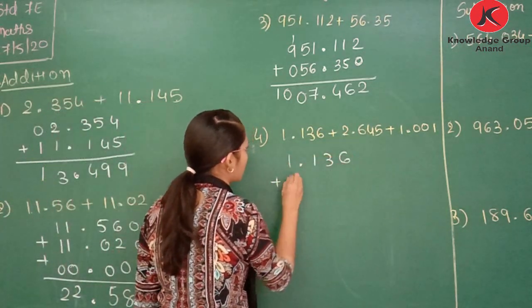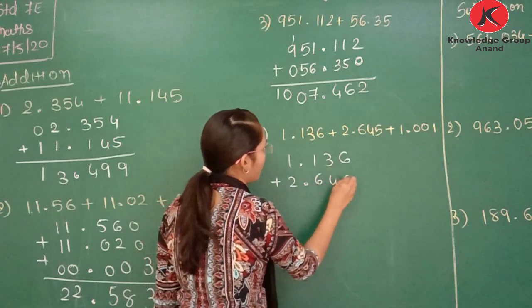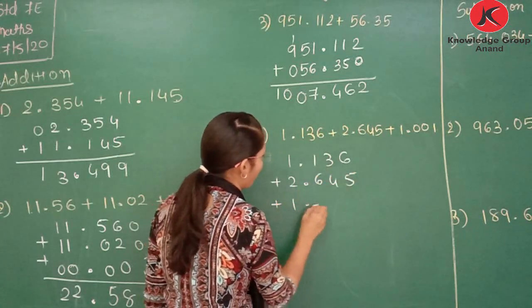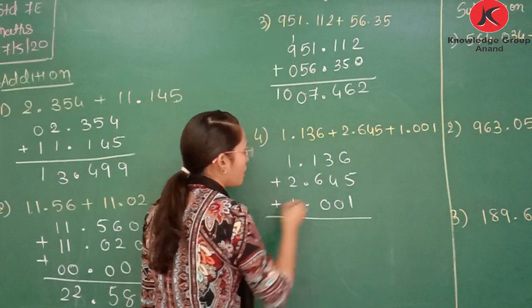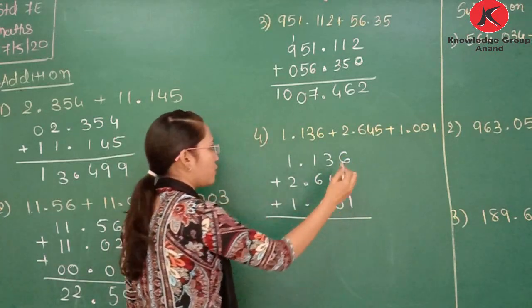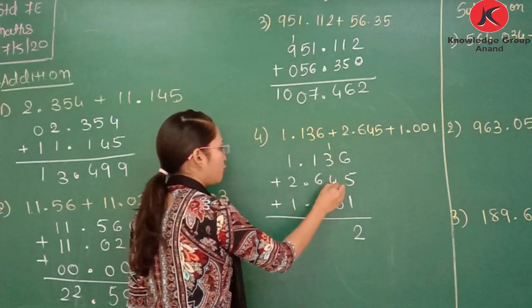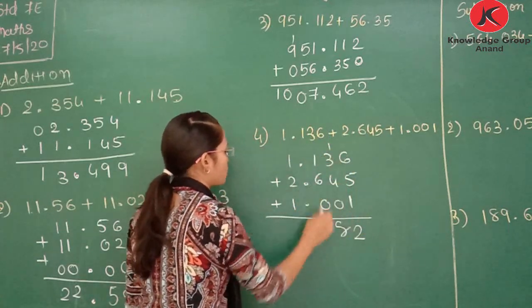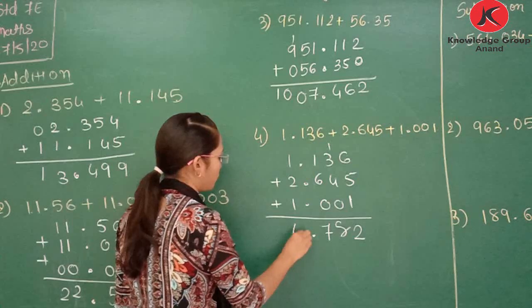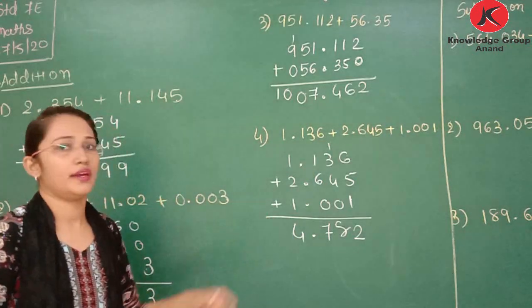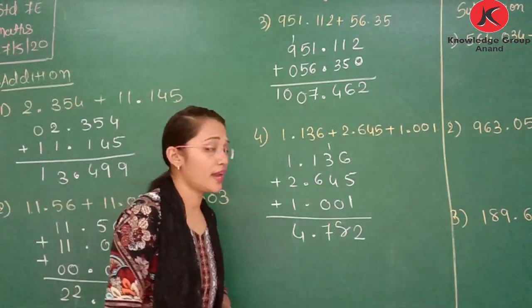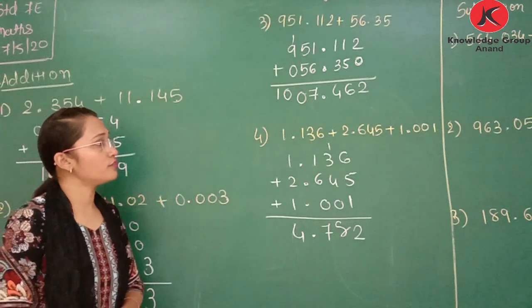1.136 plus 2.645 plus 1.001. 5, 6 plus 5, 11 plus 1, 12, 1 carry. 4 plus 2, 8, 6 plus 1, 7.780. Now subtraction of digits.